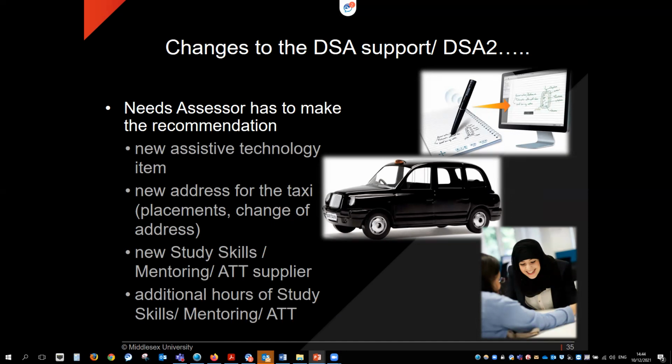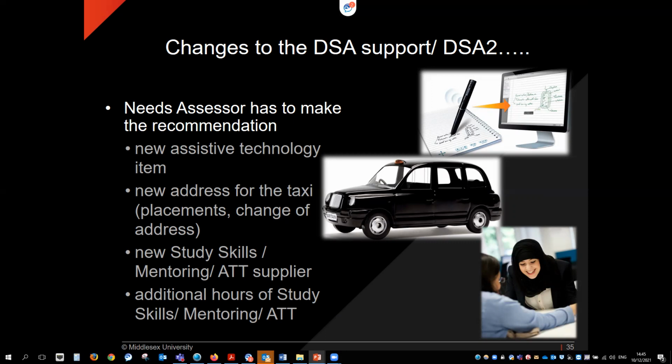So if, for example, they are not happy with the study skills or mentoring supplier or assistive technology supplier, we can change that for them, but it can take time. Or, for example, if a student runs out of hours, we usually recommend a set number of hours per year, let's say 15 or 20 or 30 hours of study skills per year or mentoring per year, but the student has a higher need. We can increase that amount. We just need to make an additional recommendation. So the student needs to get in touch with us, with the Needs Assessment Center, for any of these changes.